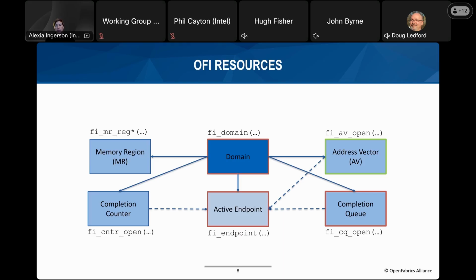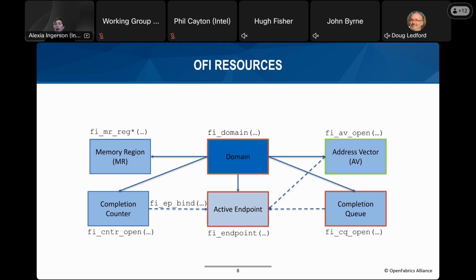Our endpoint, which again is our gateway to all our data transfers, is created with FI endpoint, also passing in the domain. The endpoint starts in a disabled state and then must be enabled after all the required resources have been bound to that endpoint. To bind a resource to your endpoint, use the EP bind call. This call can be used to bind any resource to the endpoint, including counters, queues, and address vectors.